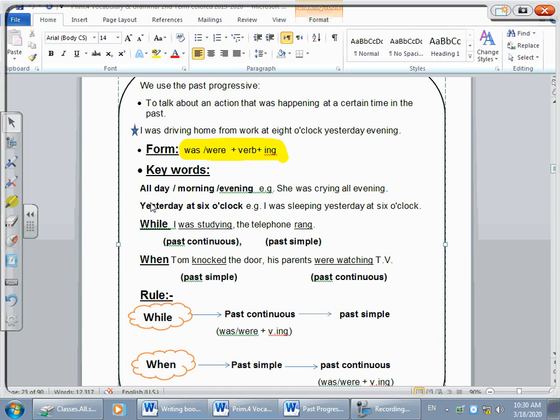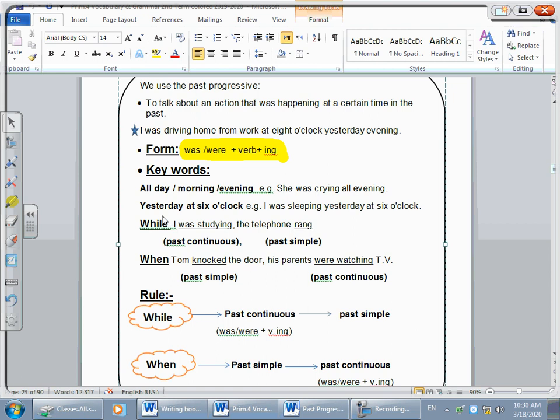Okay, guys. Now we have the key words. What are the key words, the words that when we see them in the sentence, we put the verb in the past progressive? Okay, we have all day, all morning, and all evening. The three of them show that this verb should be in the past progressive. For example, she was crying all evening.